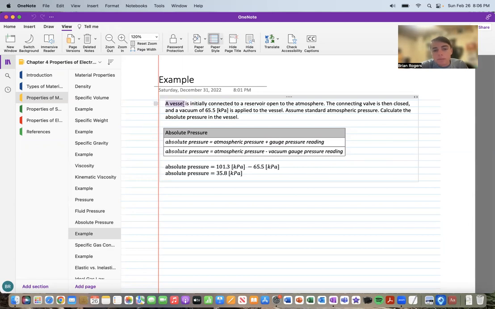So it says a vessel is initially connected to a reservoir open to the atmosphere. The connecting valve is then closed and a vacuum of 65.5 kilopascals is applied to the vessel. It talked about a vacuum, so I'm going to be using the second equation here. It says assume standard atmospheric pressure, calculate the absolute pressure in the vessel. Standard atmospheric pressure was 101.3 kilopascals. Subtracting the vacuum gauge pressure reading, we get 35.8 kilopascals for absolute pressure.